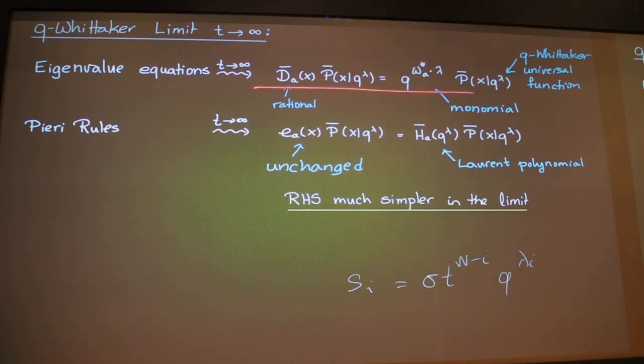So the q-Whittaker limit of the eigenvalue equations becomes this. The q-Whittaker limit of the Macdonald function, I'm going to call the q-Whittaker universal function. In the limit, nothing much happens to the Koornwinder or Macdonald operator. It's still a rational q-difference operator. But notice that instead of an elementary symmetric function here, I get a monomial. It's really simple. On the other hand, what happens to the Pieri rules in this limit? Well, E of x officially doesn't depend on t, it just goes to E of x, the elementary symmetric function. But the Pieri operator drastically simplifies and becomes Laurent polynomials. So the right-hand side of both of these equations is much simpler than in the q-Whittaker case. That's my statement.